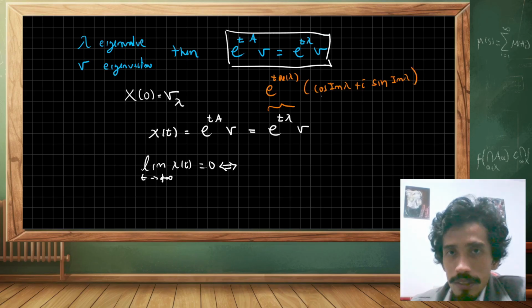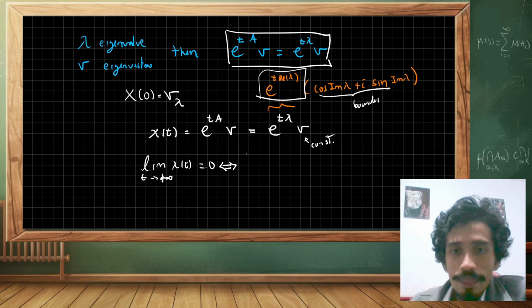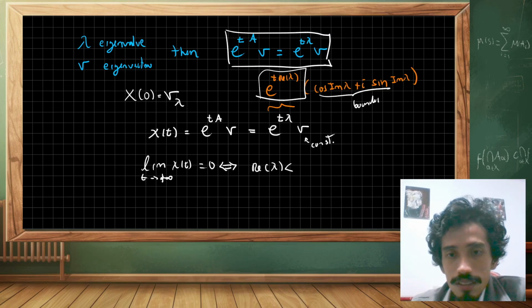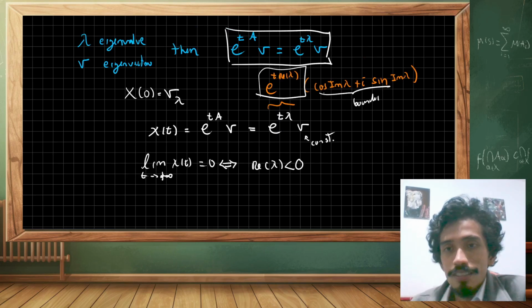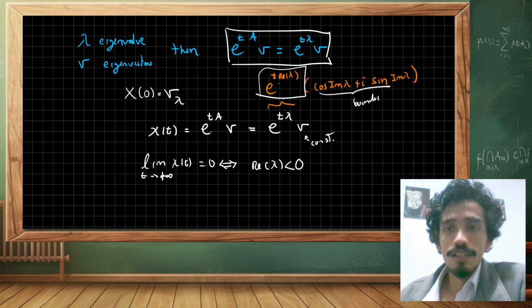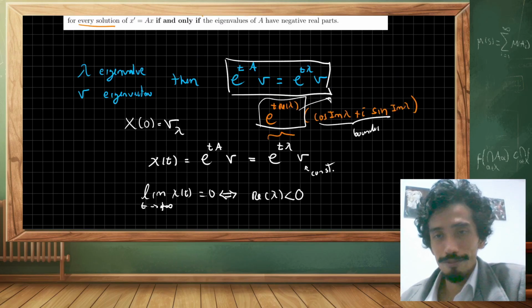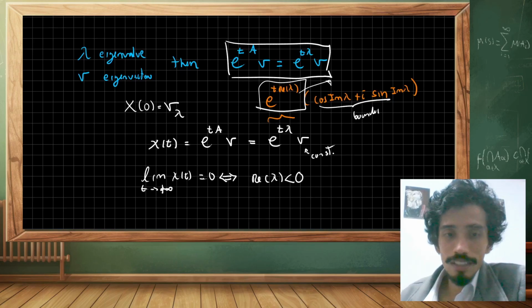But once again, this is bounded, and this is a constant. So everything depends on this exponential, which is a real exponential, and so this whole solution will tend to 0 if and only if the real part is negative. Because if it is 0, then this is 1 and this doesn't converge, I think. And if it's positive, then this is unbounded, so it goes to plus infinity. And so the only way this limit is 0 is when the real part is strictly less than 0.